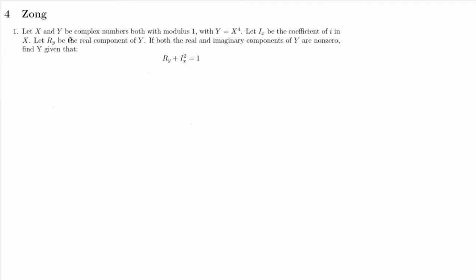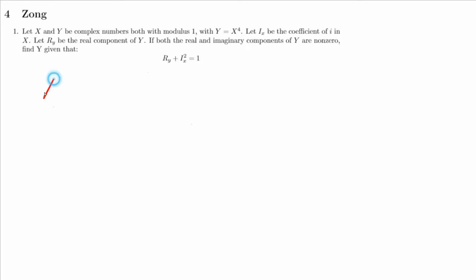So, let x and y be complex numbers both with modulus 1 and y equals x to the fourth. Quick tip, whenever you see some complex number question with modulus and a complex number to some large power, you almost always want to convert these complex numbers to polar form. Now what is polar form?